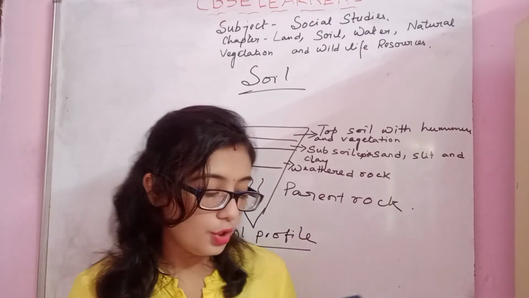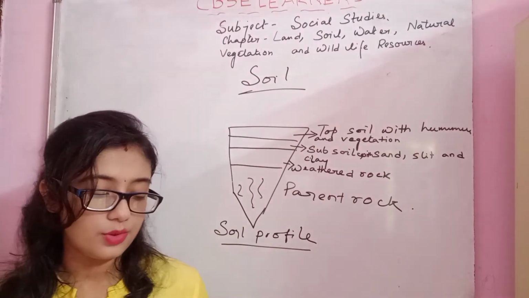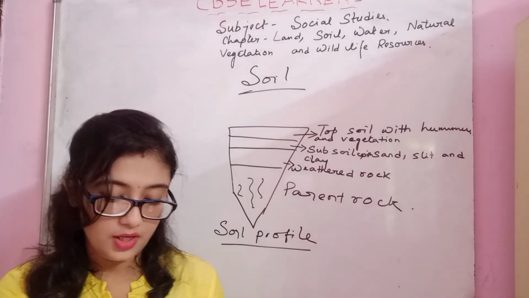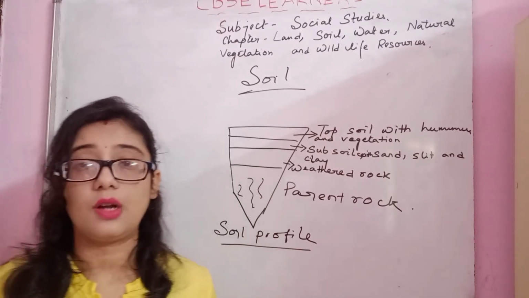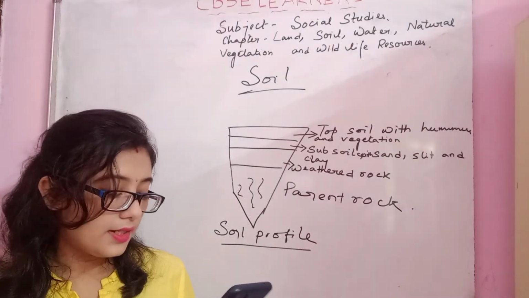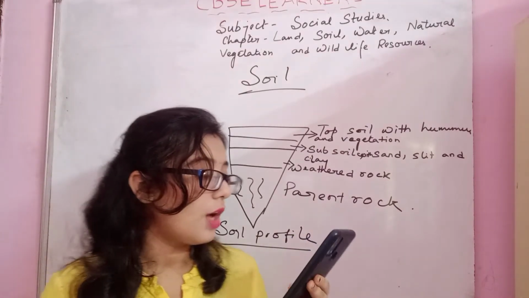Next, there is one piece of general knowledge they have given about the soil. It takes hundreds of years to make just 1 centimeter of soil. So to make 1 centimeter of soil, it takes hundreds of years. Now let's move to the factors of soil formation.